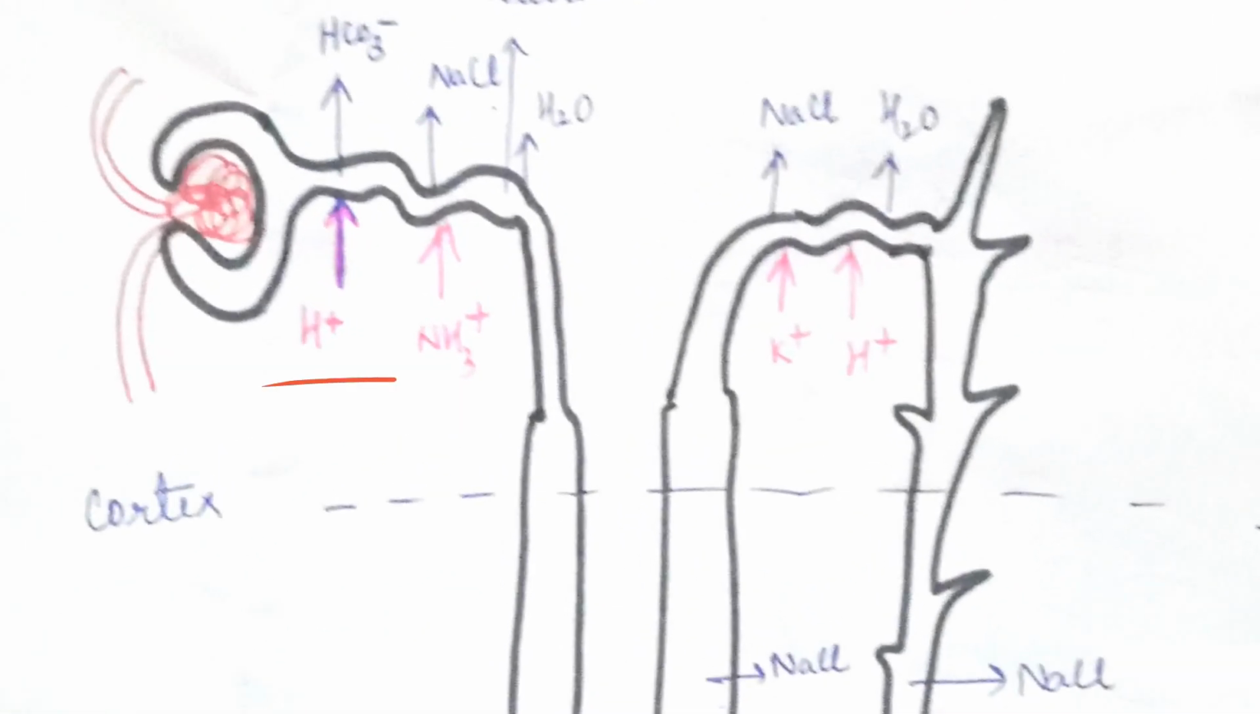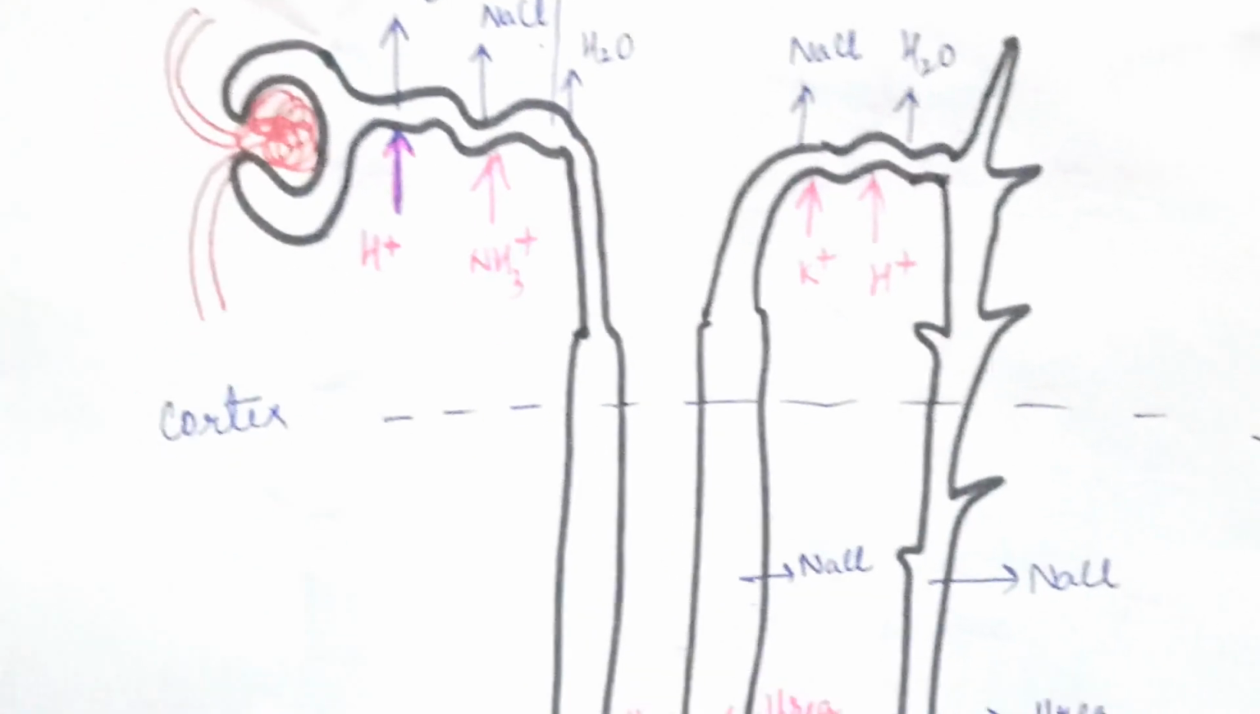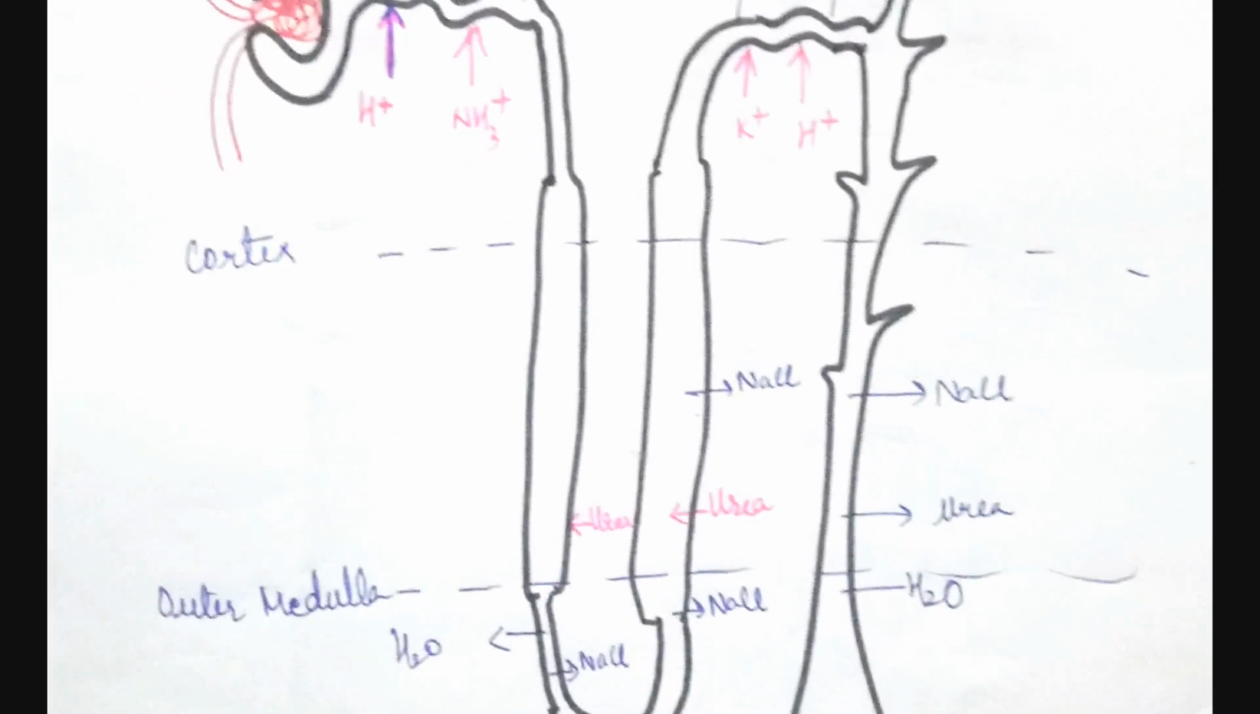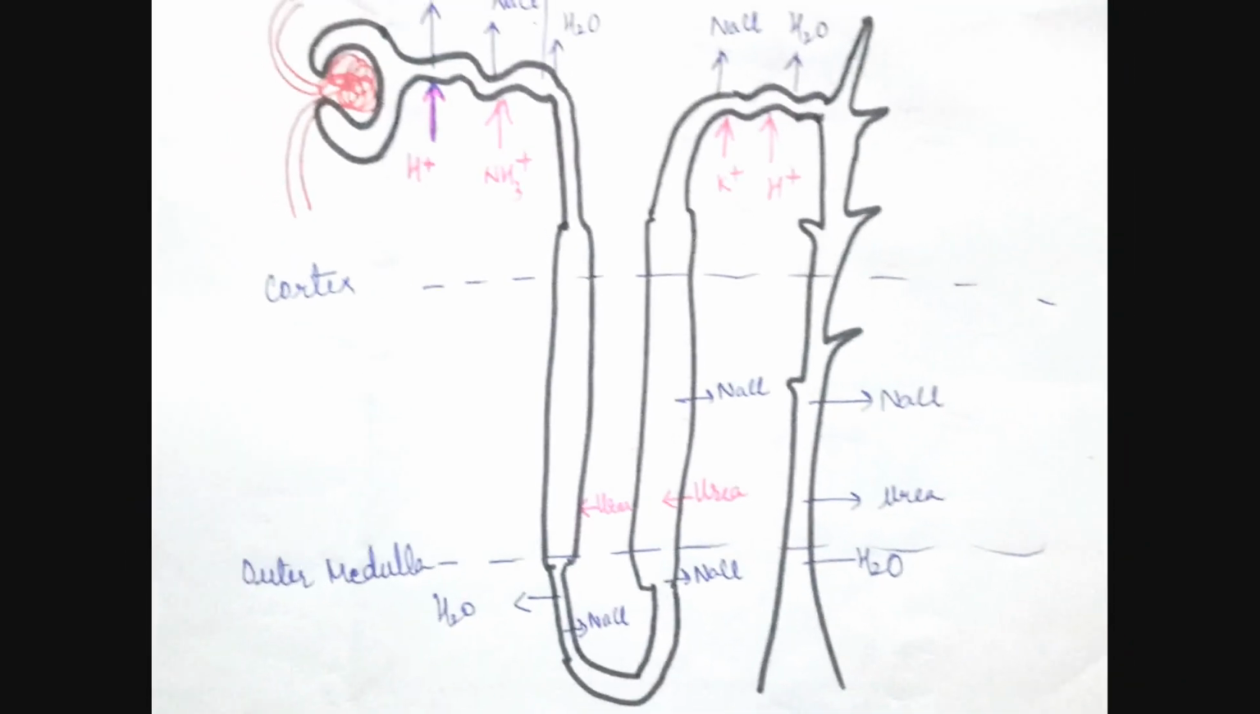Now H plus ions and ammonia ions are secreted into the tubule, but the hydrogen carbonate ions, sodium chloride and water are reabsorbed back in the PCT region. So this is what happens in the PCT region. Now when we come to the descending limb, in this particular region water is being reabsorbed and sodium chloride is also being reabsorbed. So basically a larger amount of water gets reabsorbed here.